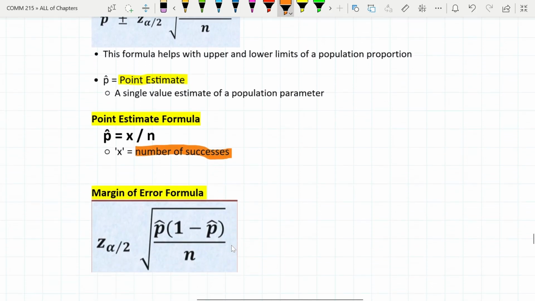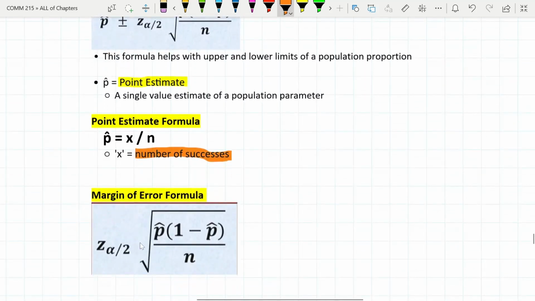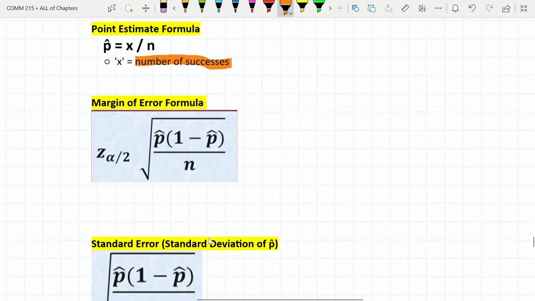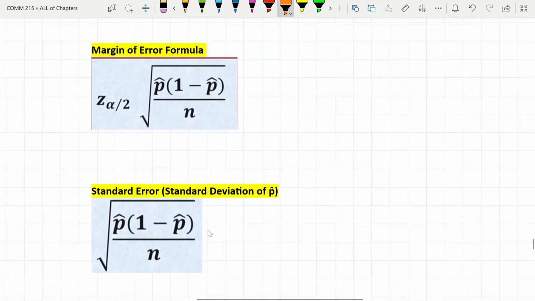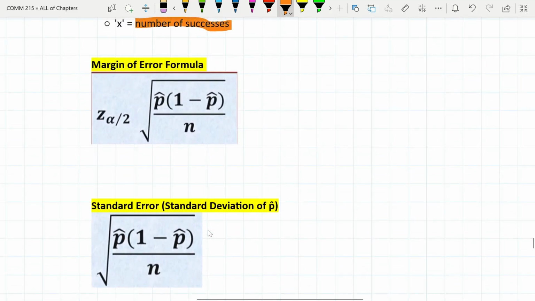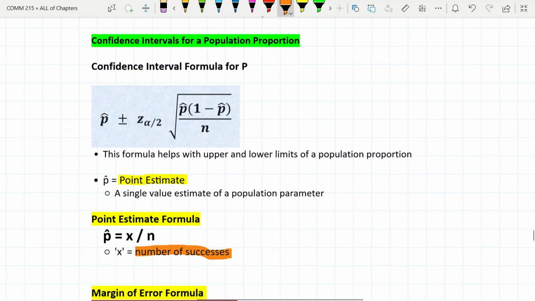So the margin of error formula is exactly like our confidence interval formula for p, but it is just this. This is going to help with the margin of error. And then going with the standard error, it's the standard deviation of our p hat, and it is just this part of the formula. So once you've gathered the standard error and all of this, you could find your upper and lower limits for your confidence levels and use all of our knowns to gather your confidence intervals for a population proportion.